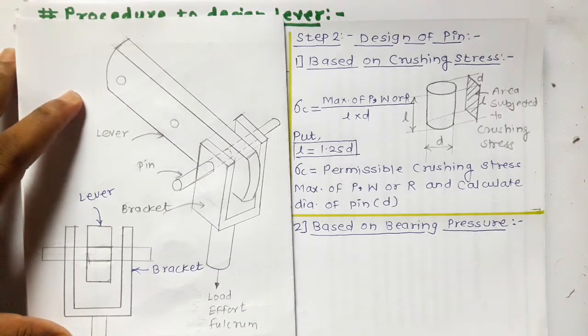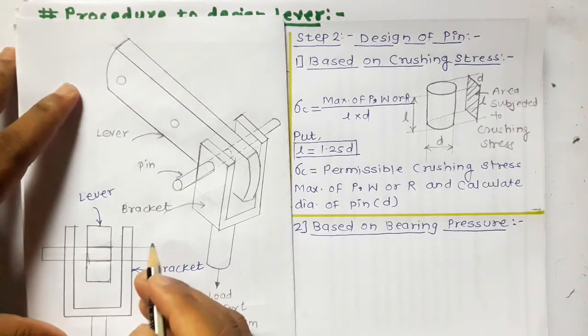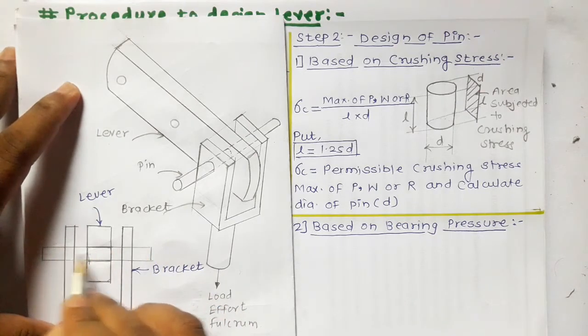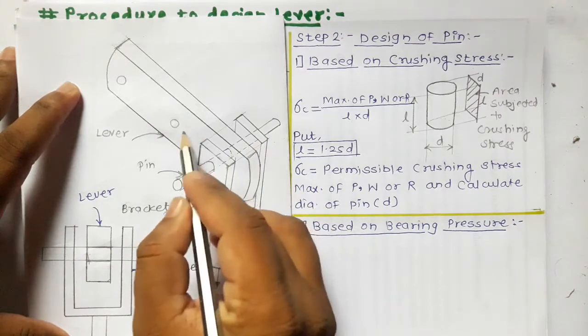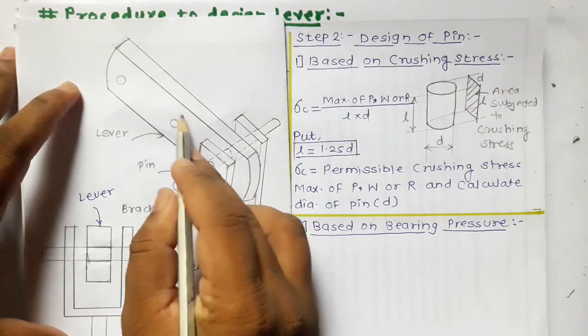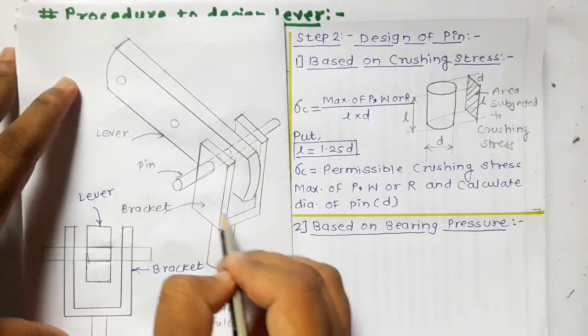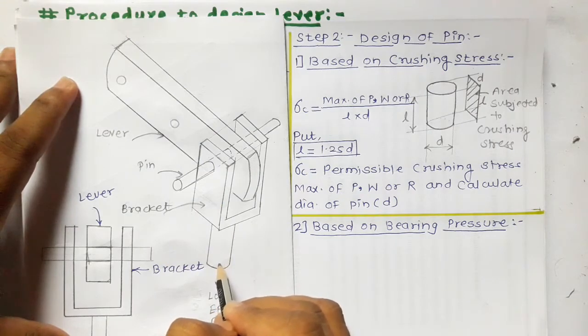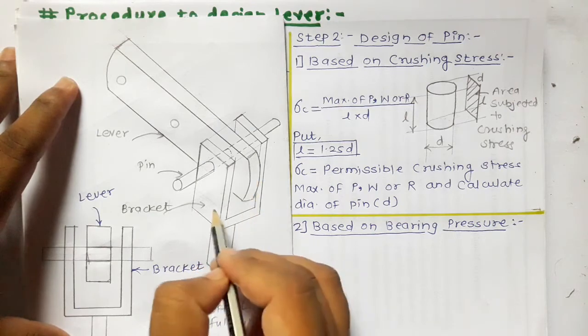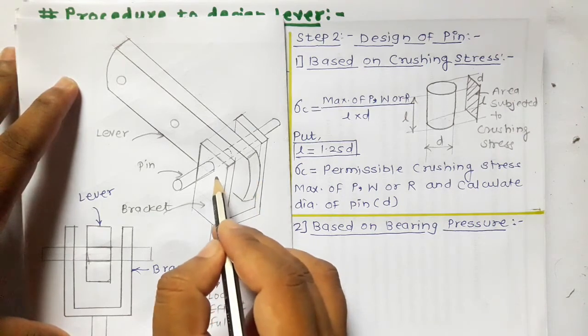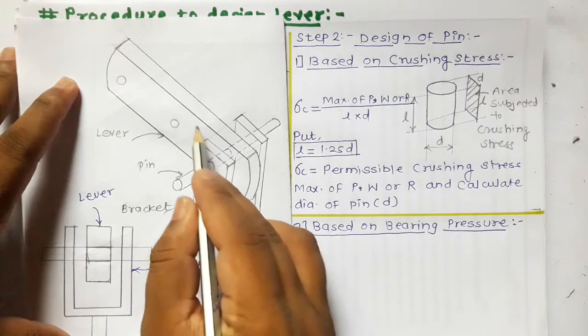The only difference is that it is considered when there is a relative motion between two parts, that is pin and lever. As we know, there is a relative motion between this pin and this lever, because this lever oscillates, and in order to keep this force or load W or effort P in vertical downward direction, this bracket has to be in vertical direction. So there has to be some relative motion between this bracket and lever.